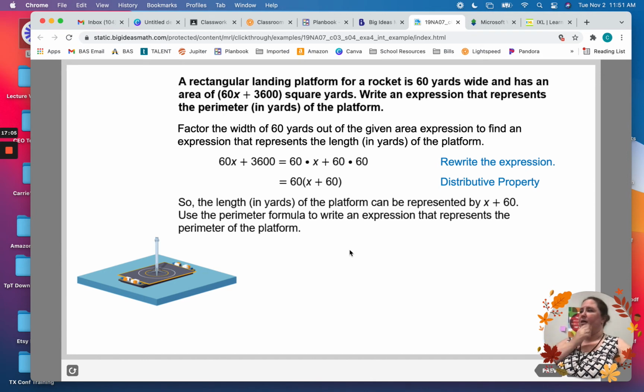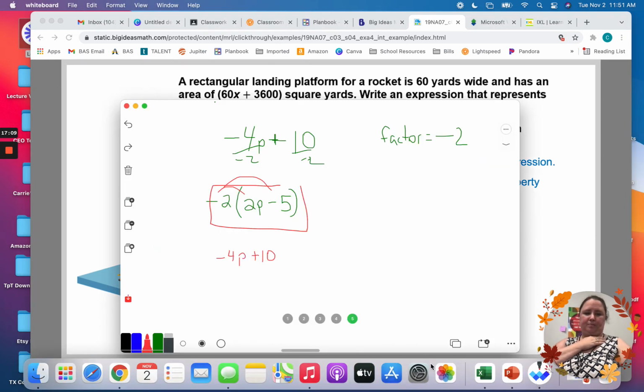Do I need to write this down? I feel like eyes are glazed over. Yeah. All right, let me get my whiteboard.